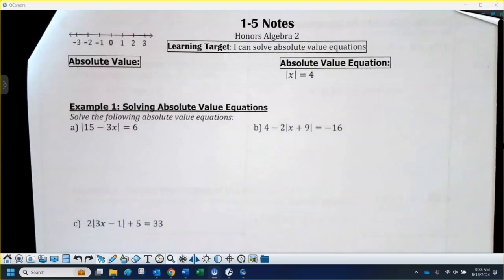I don't know how much you guys see. Do you guys know what an absolute value is? Does that mean anything to you? Because I think they've removed it from some of the Algebra 1 curriculum. You might not have seen it.